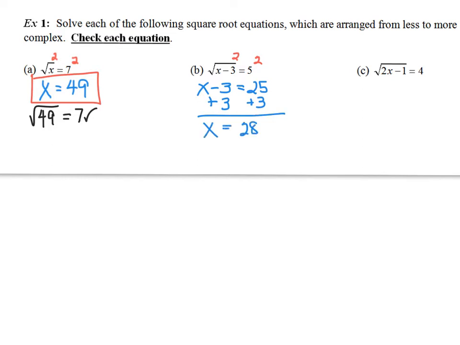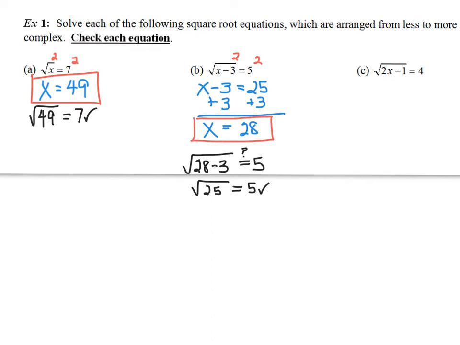Go back and check in the original equation. So the square root of 28 minus 3, does that equal 5? Of course, 28 minus 3 is 25, and the square root of 25 is 5, so that does check in the original, and my solution for this radical equation is x equals 28.